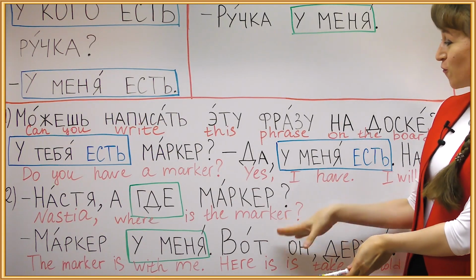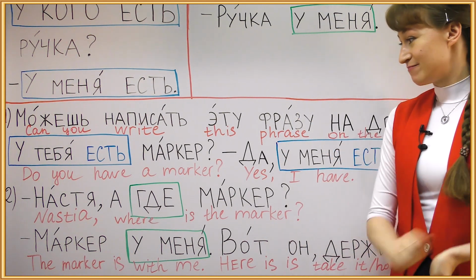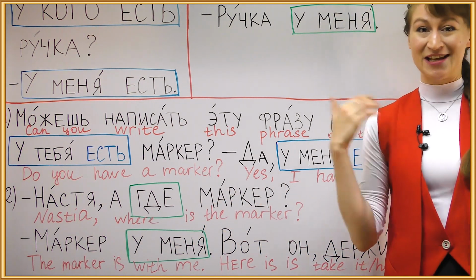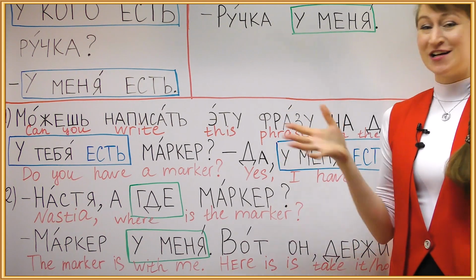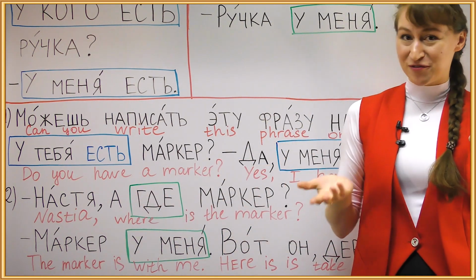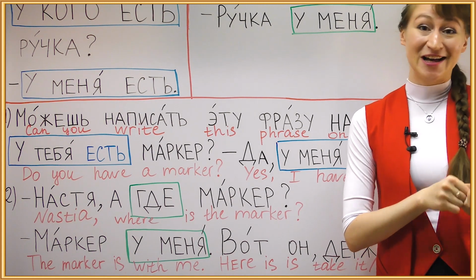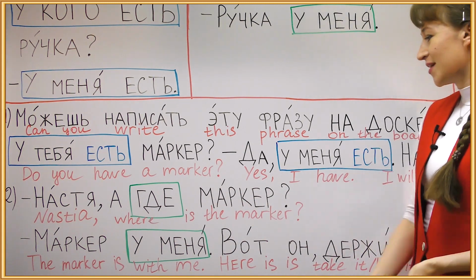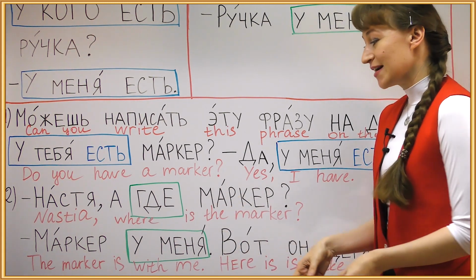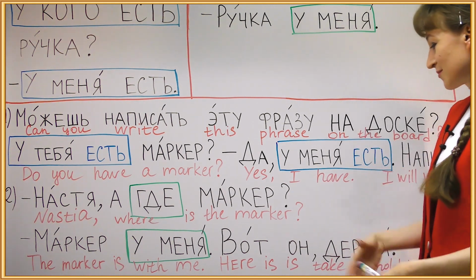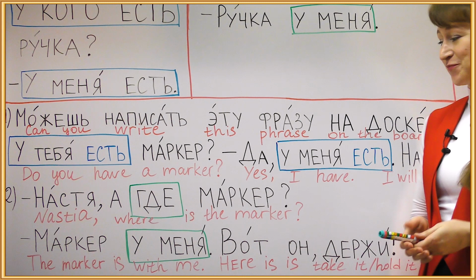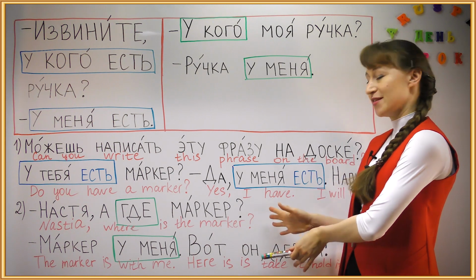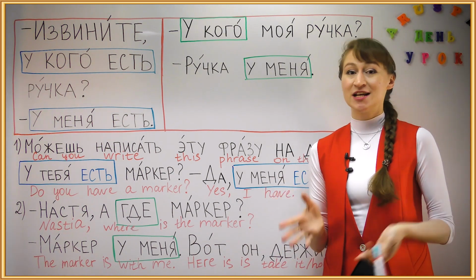So if she was looking for the marker, she would ask, Настя, а где маркер? Настя is my affectionate name or nickname. So Anya is my friend. She will use my shortened name to address me. Настя, а где маркер? And I will say, маркер у меня. Вот он. Держи.